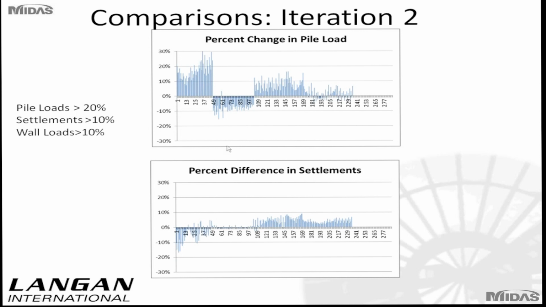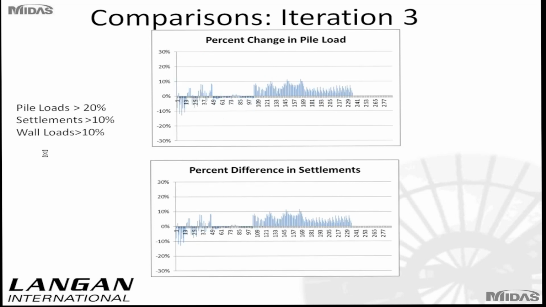After the second iteration, you can see that some of the changes may even change sign, and you have a reduction in the settlement differences. Pile loads still haven't changed much. And you see that there is a change in the wall load that was greater than 10%. At certain locations, we will see it was even greater than that. Another iteration, and then we start converging.